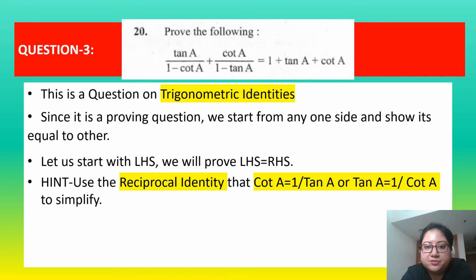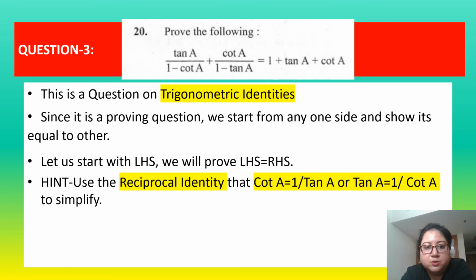So I will read the left and right part of the identity that we need to prove. On the left hand side we have tan A divided by 1 minus cot A plus cot A divided by 1 minus tan A, that is going to be equal to 1 plus tan A plus cot A. This is what we need to prove. We are not right now sure. We need to just show the steps and prove that this is going to be true.